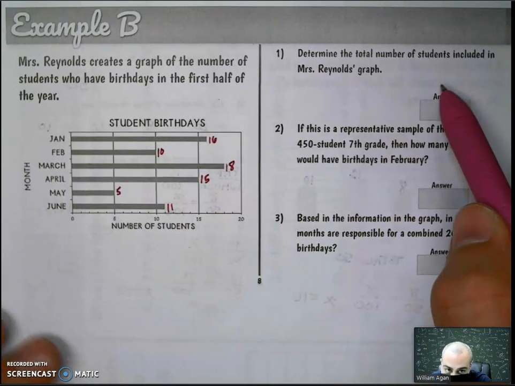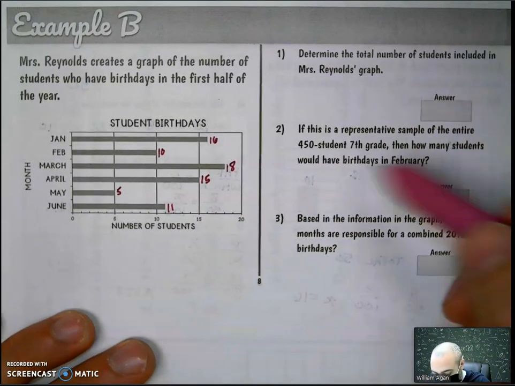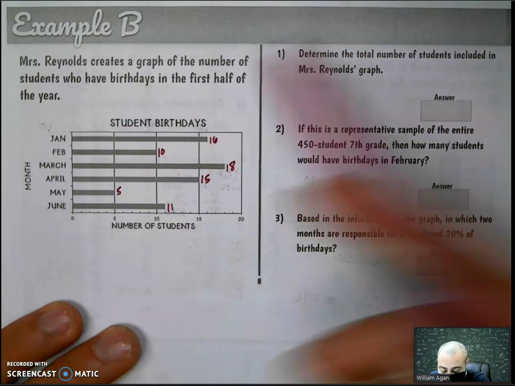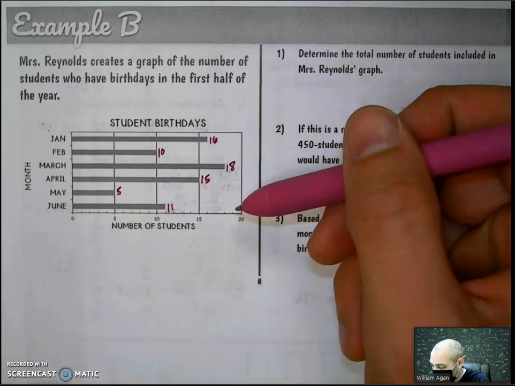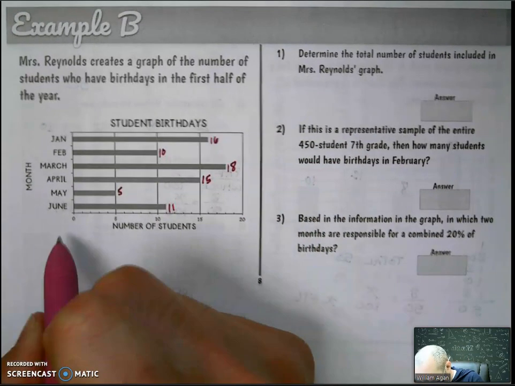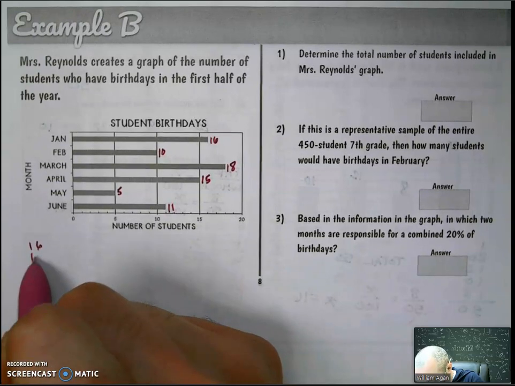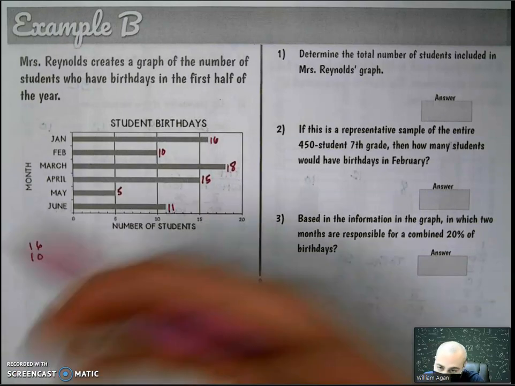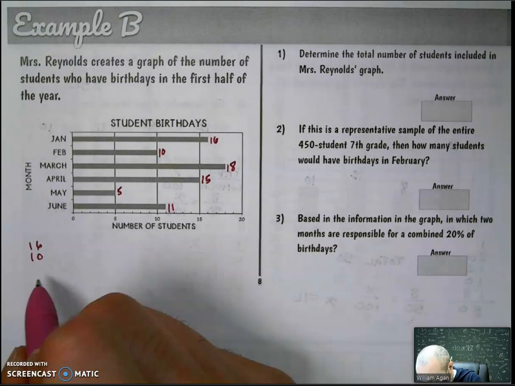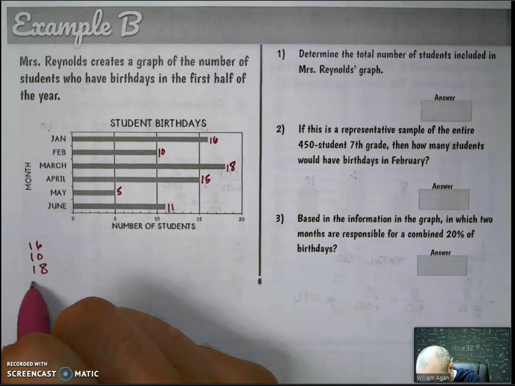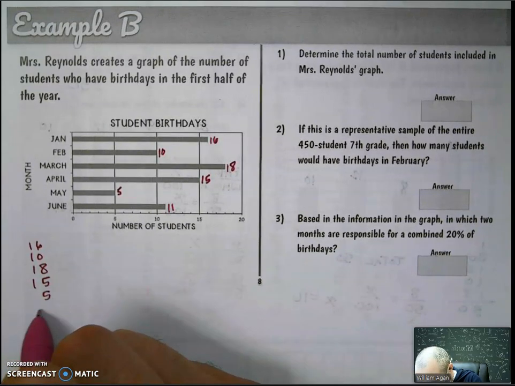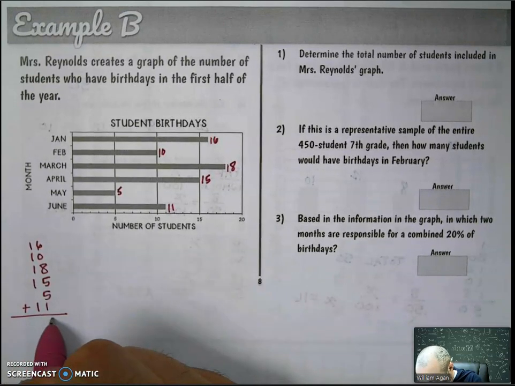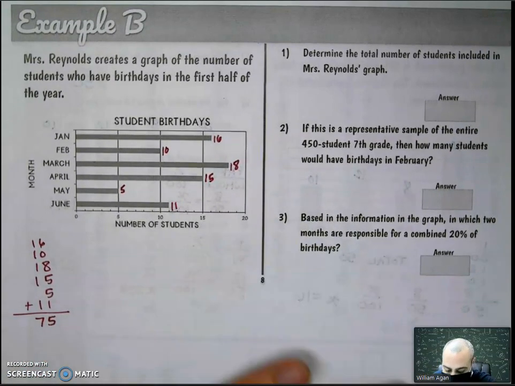Okay, so number 1 says determine the total number of students. Okay, so it didn't tell us. It's nice whenever they do tell us, but this one didn't, so that means that we have to add all these numbers up. Okay, so if it is easier for you to add just 2 numbers at a time and then add all that up, definitely do that. However, you need to add to make sure that you get the number correct. And if you do it correctly, it should come out to 75.